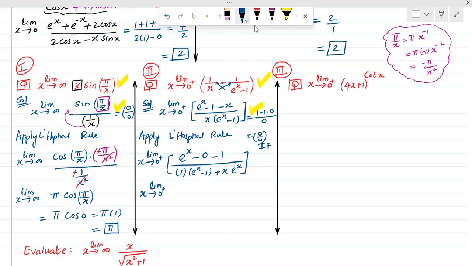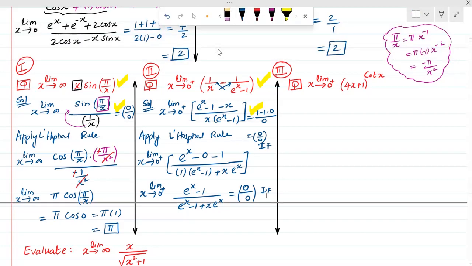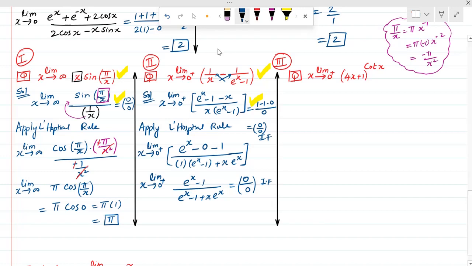If it is 0 over 0, then it is easy to do it again. e power x minus 1 over e to the power x minus 1 plus x e power x. Now, apply the limit. When you apply the limit, what will you get? Here, e power 0 is 1. 1 minus 1 is 0 over 0. So therefore you will get the indeterminate form again. So what is the procedure? I have to apply the L'Hopital rule one more time.